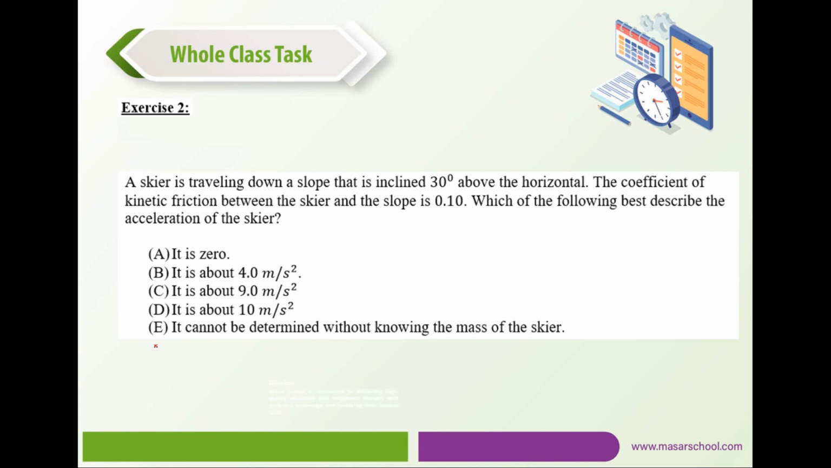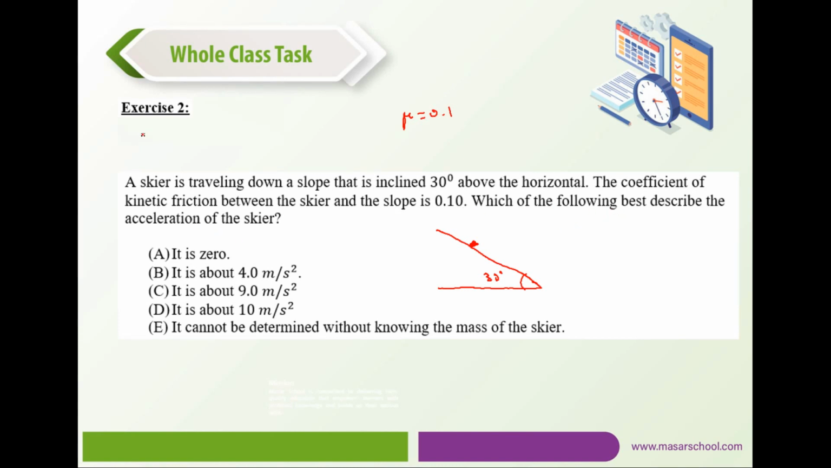Now exercise 2. A skier is traveling down a slope that is inclined 30 degrees above the horizontal. So let me do a sketch. This is the ramp. Now this is 30 degrees, and that would be the object or the skier. The coefficient of kinetic friction between the skier and the slope is 0.1. Which of the following best describes the acceleration of the skier?